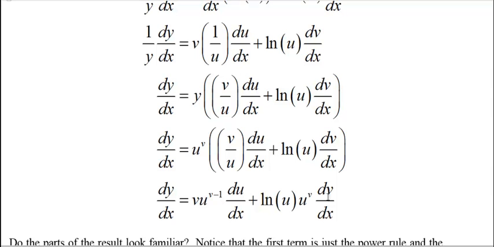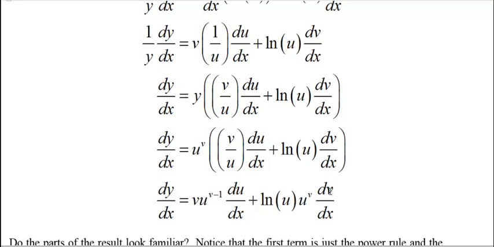So it says if you've got the derivative of u to the v, it's v times u to the v minus 1 times the derivative of u, plus the natural log of u times u to the v times the derivative of v. Does this look familiar?